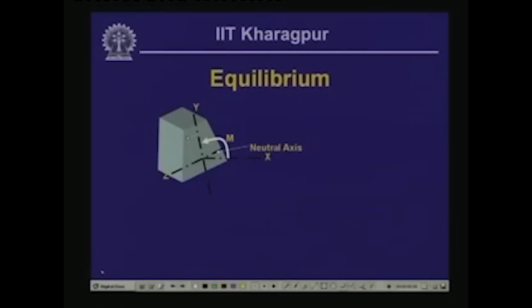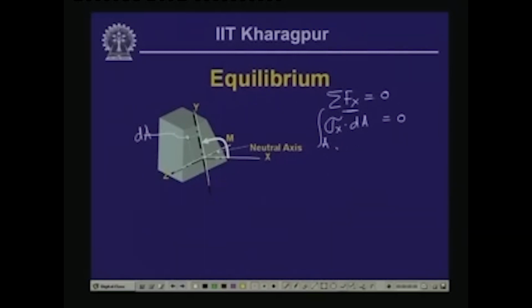Now, here we look into a segment of this beam again, and we have shown three axes: the z axis, the y axis and the x axis. Now, we consider a small element here having area, say, dA. As we know, the summation of the horizontal forces Fx is equal to 0, and this force is nothing but the stress multiplied by the area. If we integrate over the entire area, this is equal to 0.